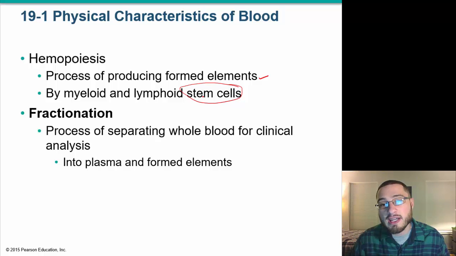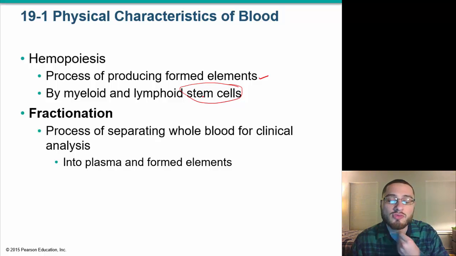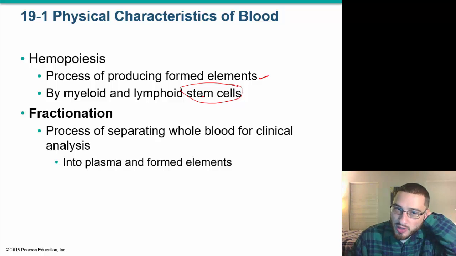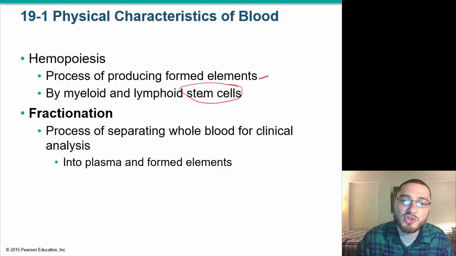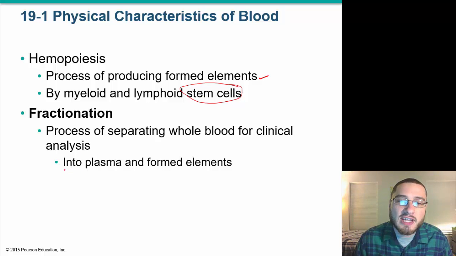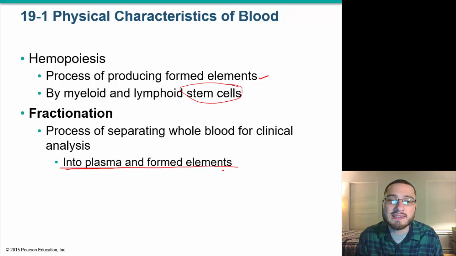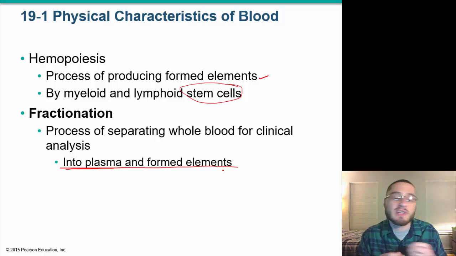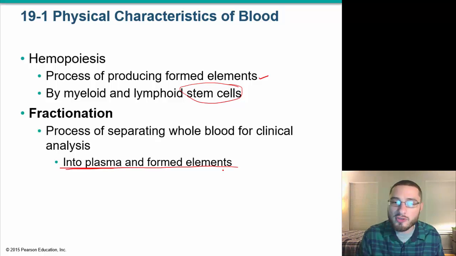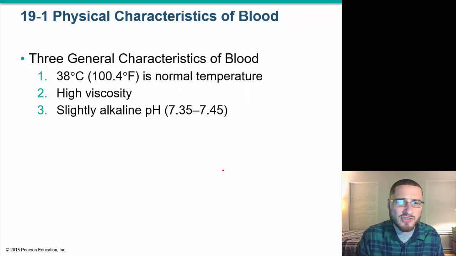Fractionation is the process of separating the whole blood for clinical analysis. So when we look at what nurses and doctors do, they're going to take whole blood and separate it in order to analyze how much plasma is there and how much formed elements are there. We know how much there should be, and then we can figure out exactly what might be wrong with this individual based on if any of these numbers are off, if any of these percentages, the amount of water in the plasma or the amount of red blood cells in the formed elements, and so on and so forth. So there are some general characteristics of blood that we can also check up on.